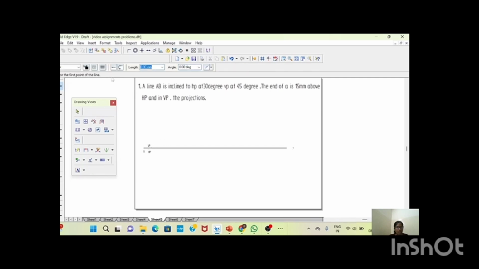We have to select the line of 0.13 mm. We have to give a length of 15 mm and 90 degrees, and we have to draw a reference line and mark the distance.